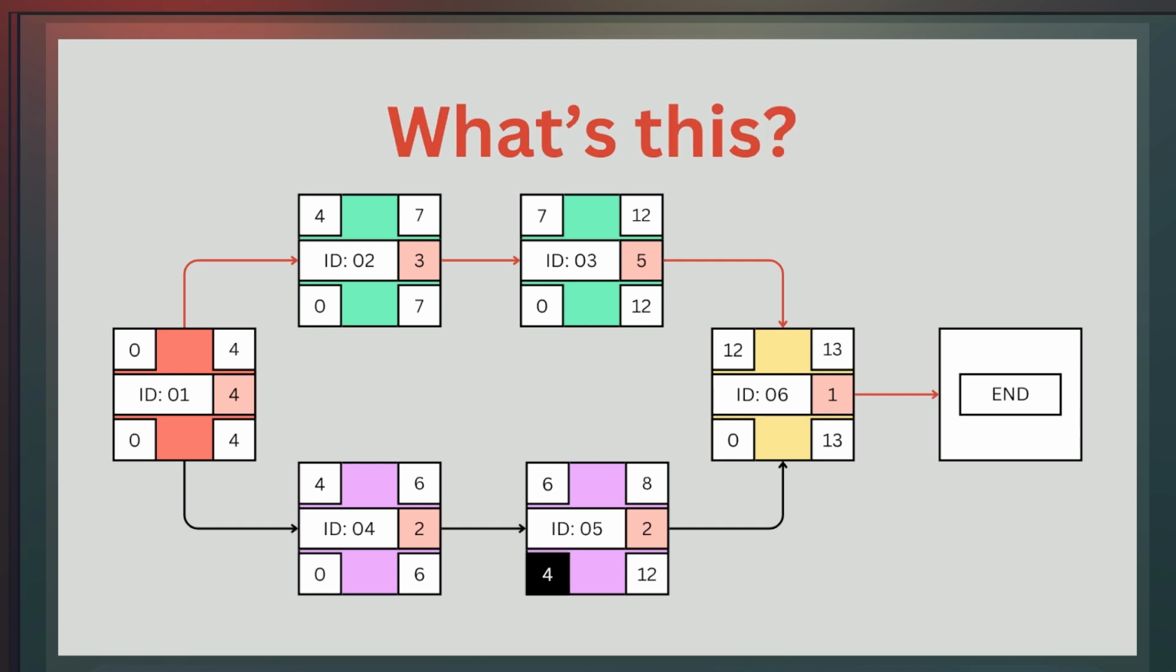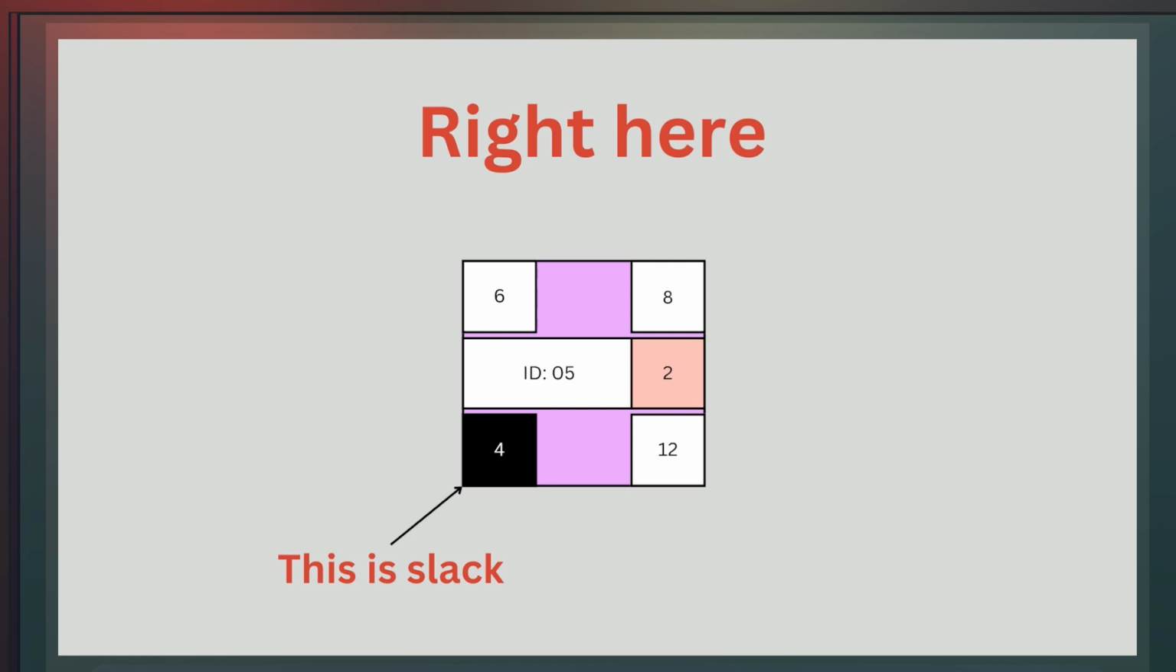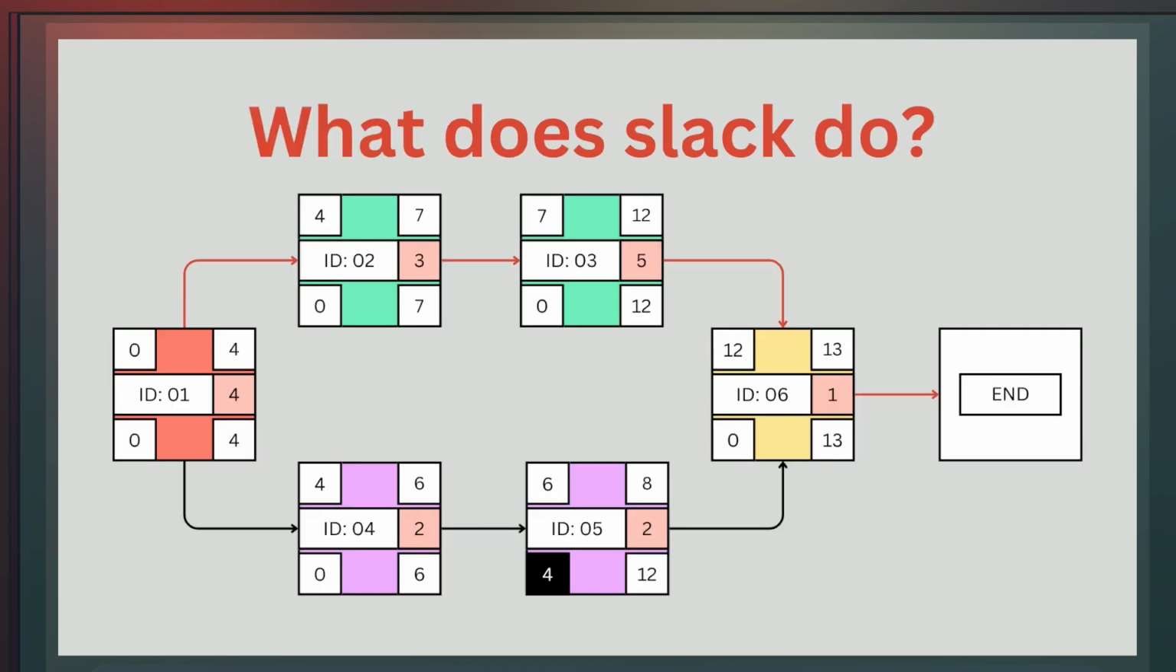But what's this? Right here, this is slack. What does slack do? Slack refers to the amount of time that a task can be delayed without affecting the overall project completion time, and helps us see where we can allocate resources to get tasks done quicker, typically at more financial cost.